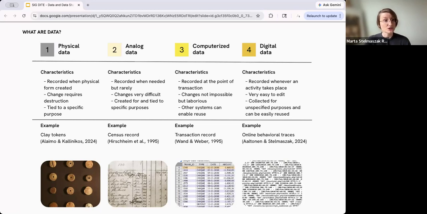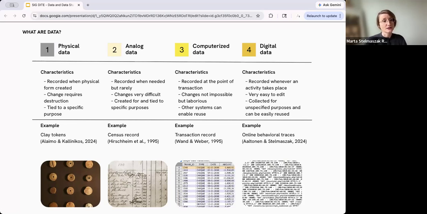And as such, they are tied to a specific purpose. So first of these clay tokens were used to mark transactions, to mark some barter exchanges. And that was their use, and they were only ever used for this purpose. No one would think to reuse them or put them to any kind of different uses. So that's where we started in terms of data.